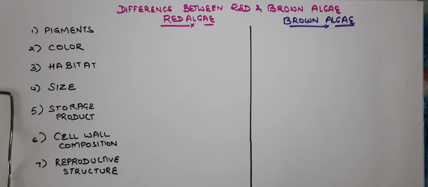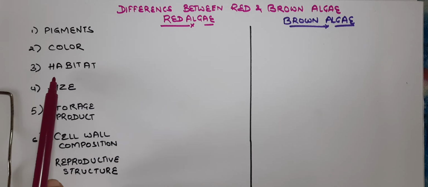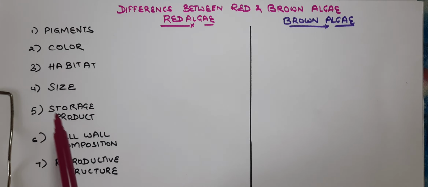differences between the red algae and the brown algae. Okay, so we are going to talk about the differences in 7 points. The first one is the pigment, the second is the color, third habitat, fourth size, fifth the storage product, sixth the cell wall composition, and seventh the reproductive structure. Okay, so let's start the video.